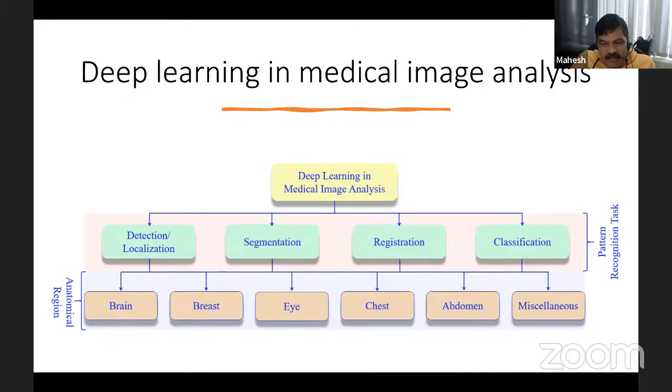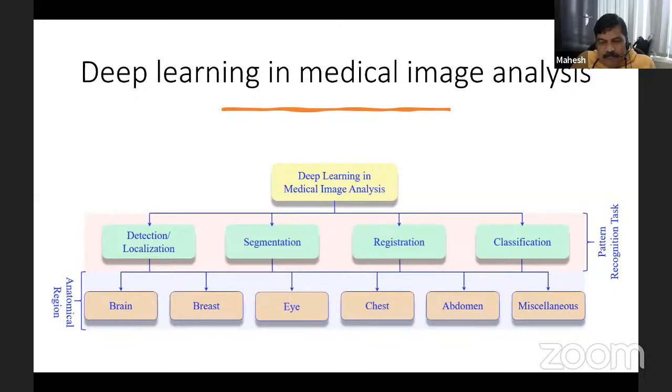Another is segmentation. If there is a tumor, then we should know the size of the tumor. That size information we can get from the segmentation. That also we can segment, how much is the tumor. So segmentation is another task. Next is registration and then classification.